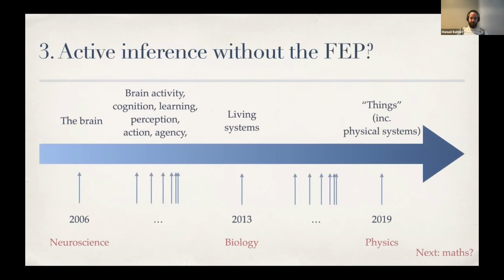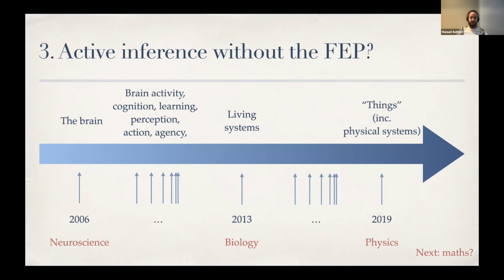Third point, so active inference without a free energy principle. I guess that usually people see a single spectrum of development for free energy principle and active inference. And they say, well, it started in 2006. What if the brain was a thing doing inference, following accounts of predictive coding. And there's about 7 years of models of brain activity, cognition, learning, perception, action, agency, attention, etc.